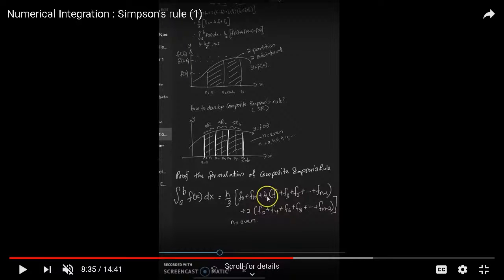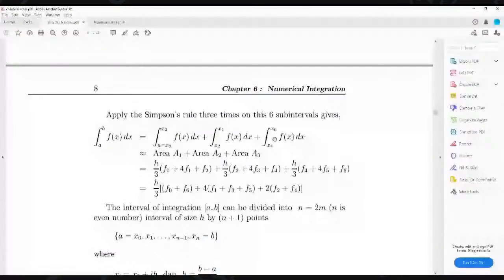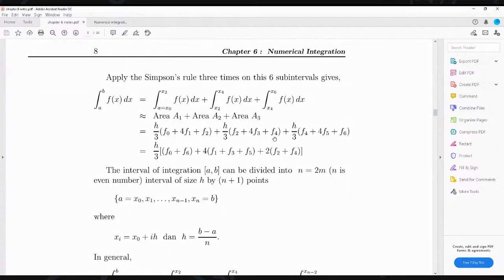Okay, PDF file, chapter 6. All right, I stop sharing. I go to the PDF file to make it more clear. All right, so I want you to prove this one. I want to find the three areas of graph f(x).